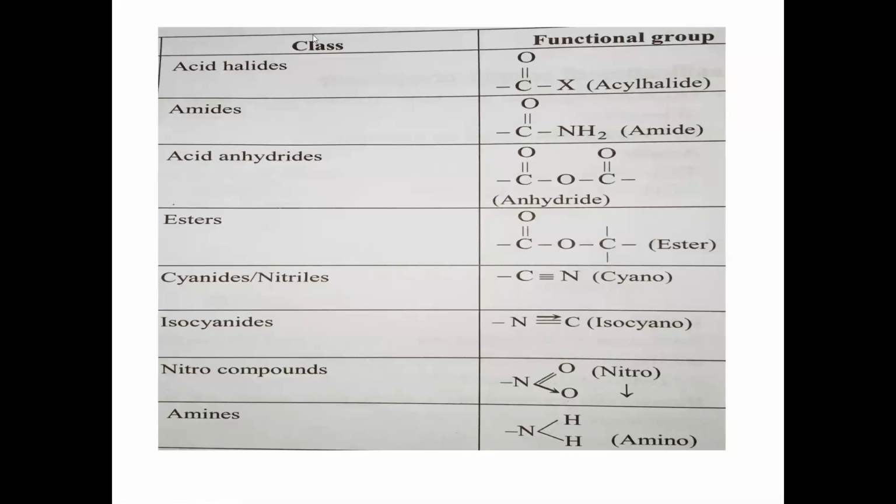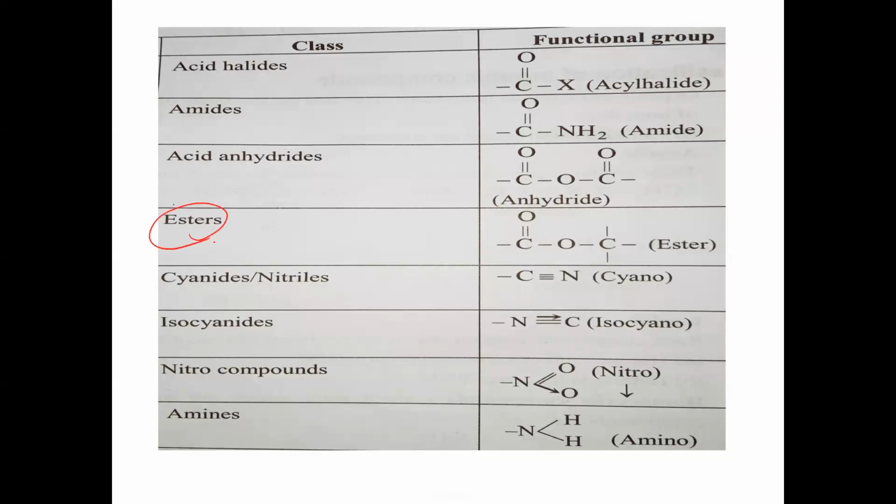In the previous class, we started discussion of classification of organic compounds, based on the structure and based on functional groups. Now we are going through based on functional groups. Already we have discussed up to esters, and cyanides we started.